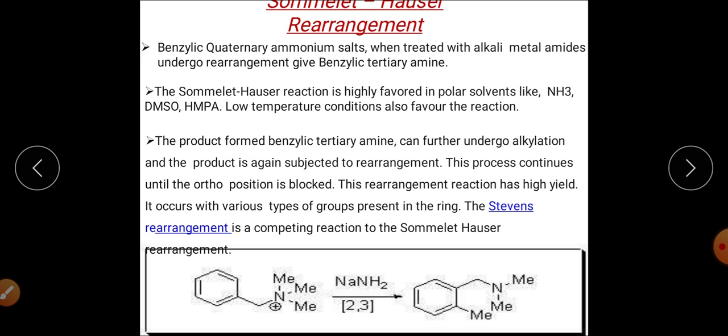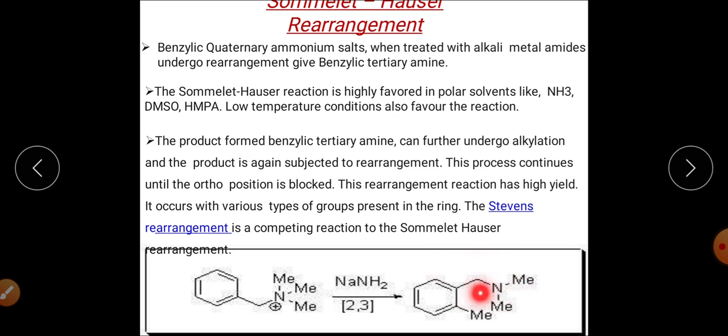The third important point about this particular rearrangement reaction is that this was a benzylic quaternary ammonium salt, and when rearrangement is allowed to occur at the ortho position, it is converted into a benzylic tertiary amine. Now it can again be converted into a quaternary ammonium salt by methylation, and again the reaction can be allowed to happen at the ortho position, and this reaction will continue until all the ortho positions are blocked. At that time the reaction stops.